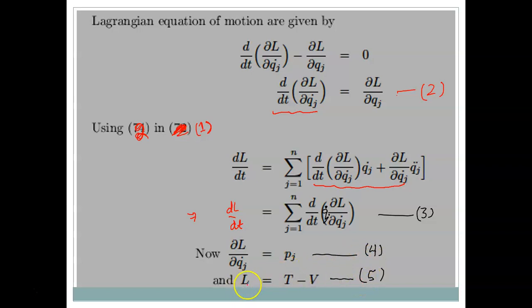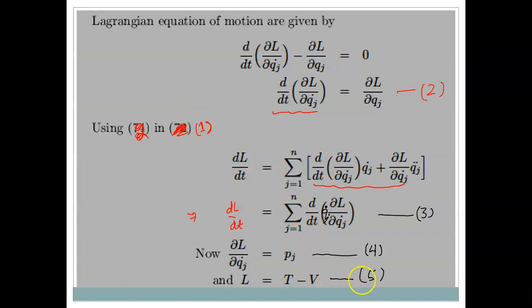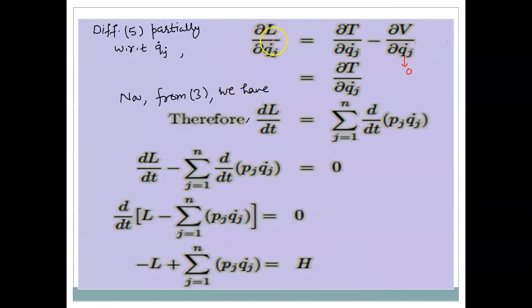If we differentiate this with respect to T, I will do it later. Now we are differentiating equation 5 partially with respect to Qj dot. What we are getting: del L by del Qj dot is equal to del T by del Qj dot minus del V by del Qj dot. But V is the potential, and potential depends on the coordinates, not on the velocities. Therefore the partial derivative of V with respect to the generalized velocity comes out to be 0. So we are left with only this term. That means del L by del Qj dot is equal to del T by del Qj dot.